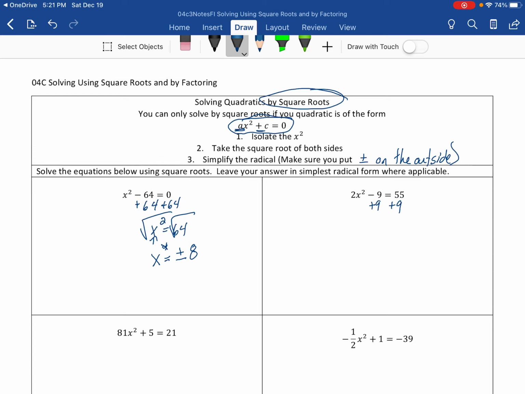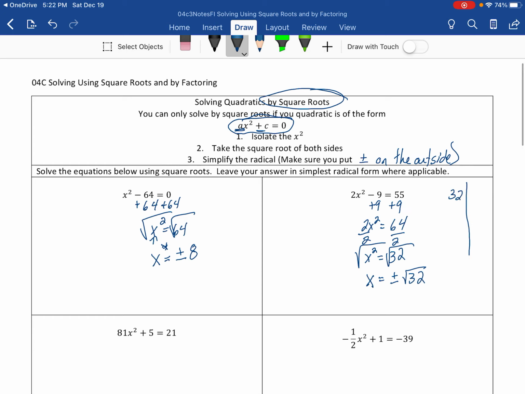Okay, for this one here, I would add 9 because I want to get my x squared by itself. So that's going to be 2x squared is equal to 64. Divide by 2. X squared is equal to 32. Then you take the square root. So x is equal to plus or minus radical 32.